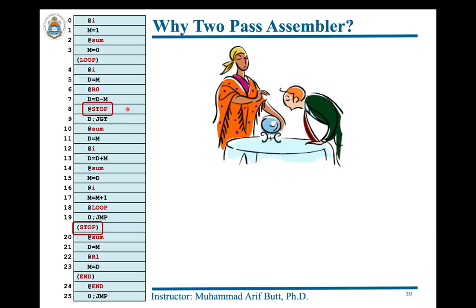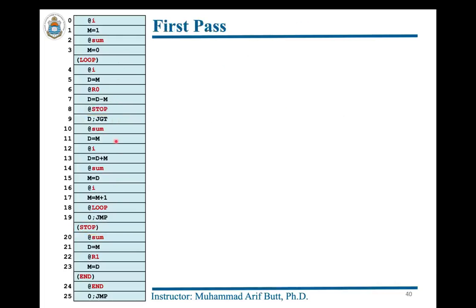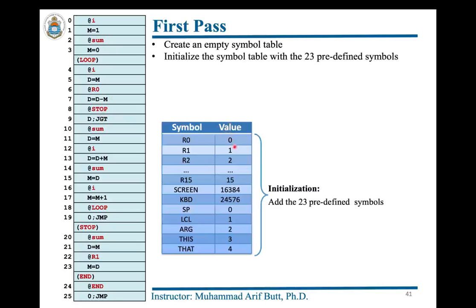To resolve a forward reference, we need to design a two-pass assembler, which is an assembler that goes through the source file twice, called the passes. The target of the first pass is to generate the symbol table. So before you start reading this file, you create an empty symbol table. Then you initialize the symbol table with all the 23 built-in symbols as already discussed in the Hack machine language specifications. And remember, dear students, we are creating this symbol table so that later, given a symbol, we can look up its corresponding value.